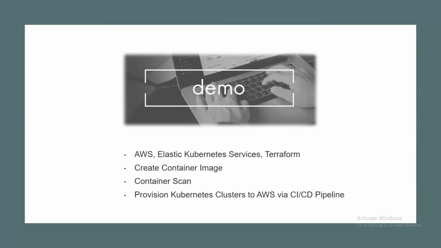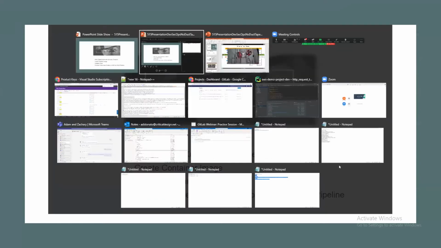So let's get into the demo very quickly. Again, AWS, EKS, and Terraform coupled with GitLab to create the container, push the container to the registry, and then provision that container and the Kubernetes pipeline to AWS. So without further ado, back to my slides.